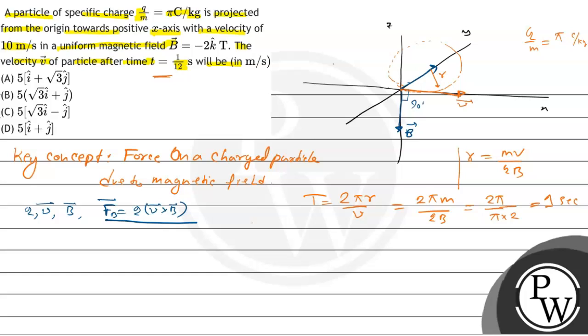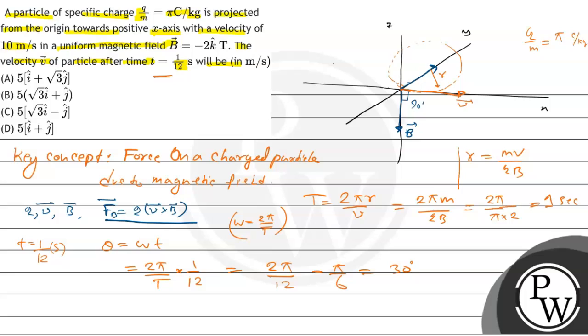Right? Now we have to find the velocity of the particle at time t equals to 1 by 12 seconds. So at t equals to 1 by 12 second, theta, that is the angle covered, is equals to omega times t, where omega is the angular frequency, that is 2 pi by T, where T is the time period, right? So this is equals to 2 pi by T into 1 by 12, that is equals to 2 pi, so T is 1, so 2 pi by 12 equals to pi by 6 equals to 30 degree, right?